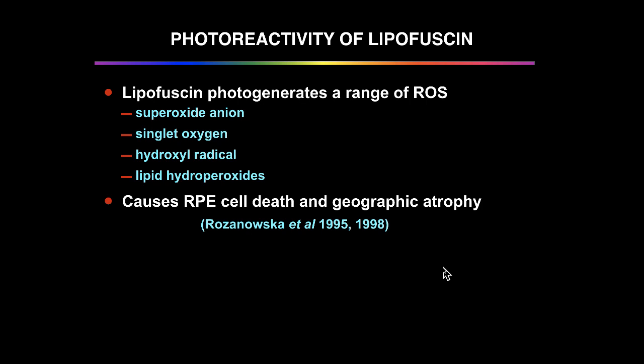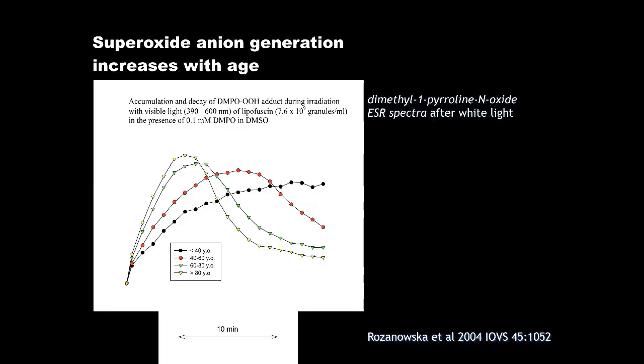Lipofuscin photogenerates a range of reactive oxygen species. Among them are superoxide anion, singlet oxygen, hydroxyl radical, and lipid hydroperoxide. And this probably causes death of retinal pigment epithelial cells and finally geographic atrophy.